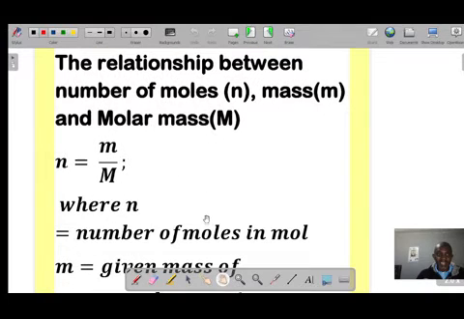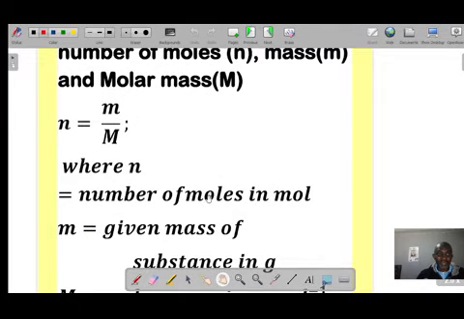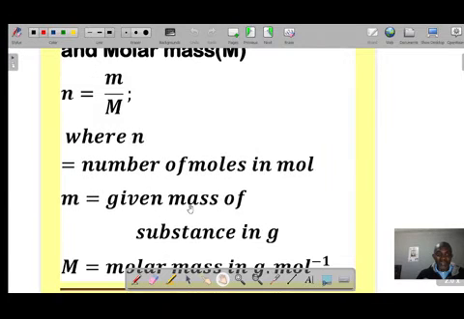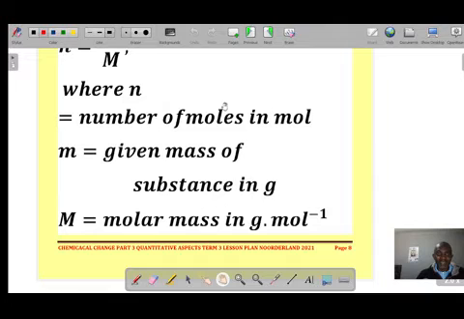So, number of moles N equals the mass in grams divided by the molar mass, which is in grams per mole. We're going to look at vector examples shortly after here.